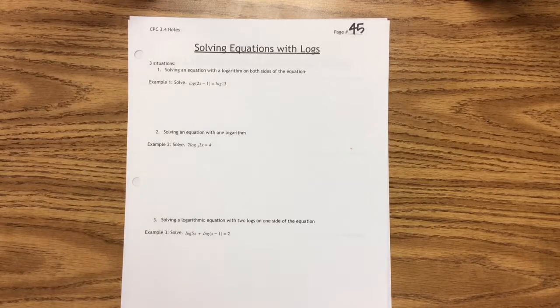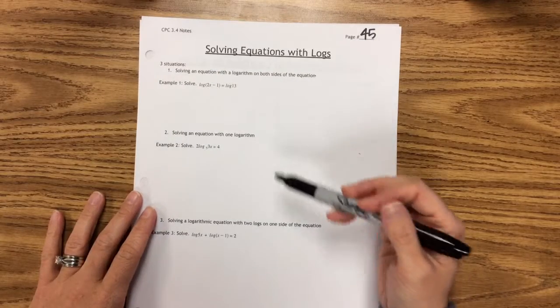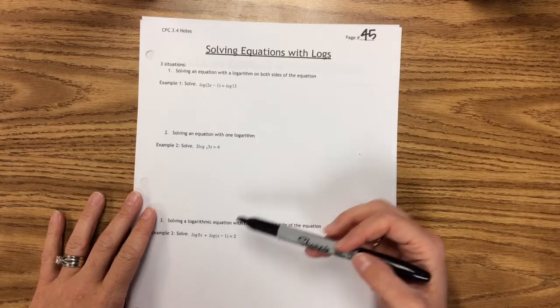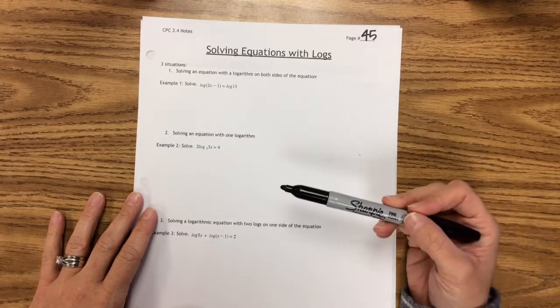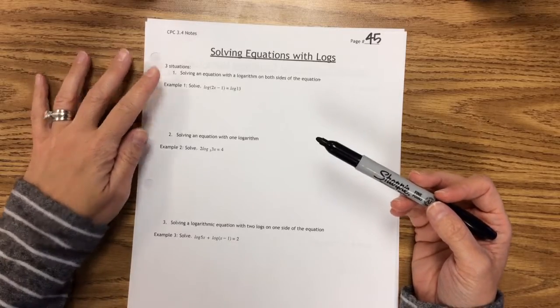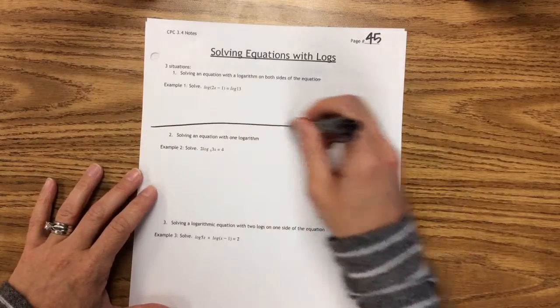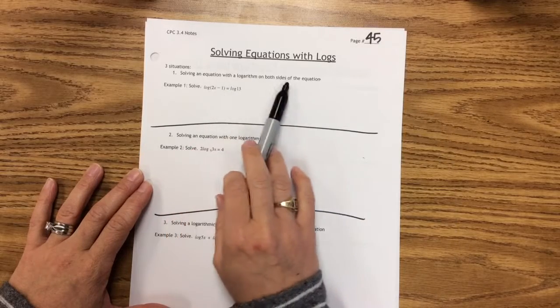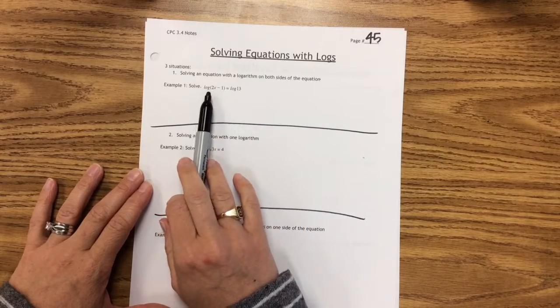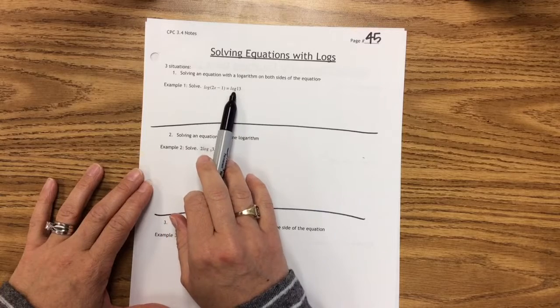We're going to talk today about solving equations with logs. All of our examples will have logs and equal signs, and they are equations that involve logarithms. Now there are three types of situations. This first type is when you have a logarithm on both sides of the equation. So log of something equals log of something.